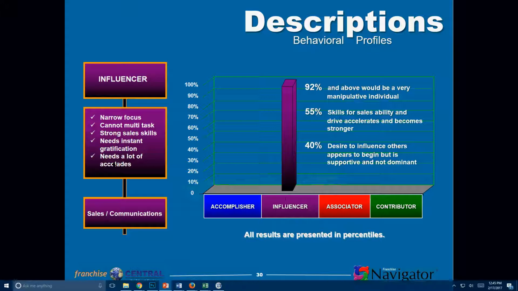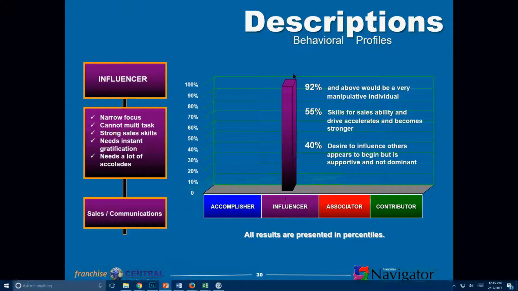And the one thing about the influencer is they need lots of accolades. So if you want to establish a deeper connection with somebody that has a very strong influencer profile in their Navigator profile, give them lots of accolades. Tell them how great they are. And honestly, when that happens, they tend to cock their head, cup their hand to their ear and say, "What did you say?" Not that they didn't hear you. They want it again and again. They can't get enough.